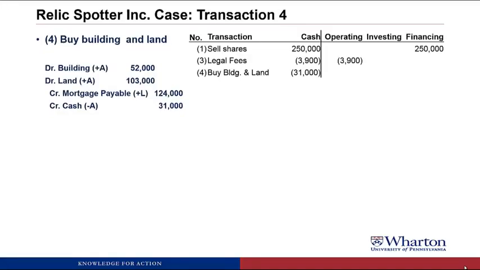Next, in transaction number 4, Relic spotter bought land and building with a mortgage and $31,000 of cash. So go ahead and try to classify this cash flow as operating, investing, or financing. The answer here is obviously $155,000 cash outflow for investing and $124,000 cash inflow for financing.